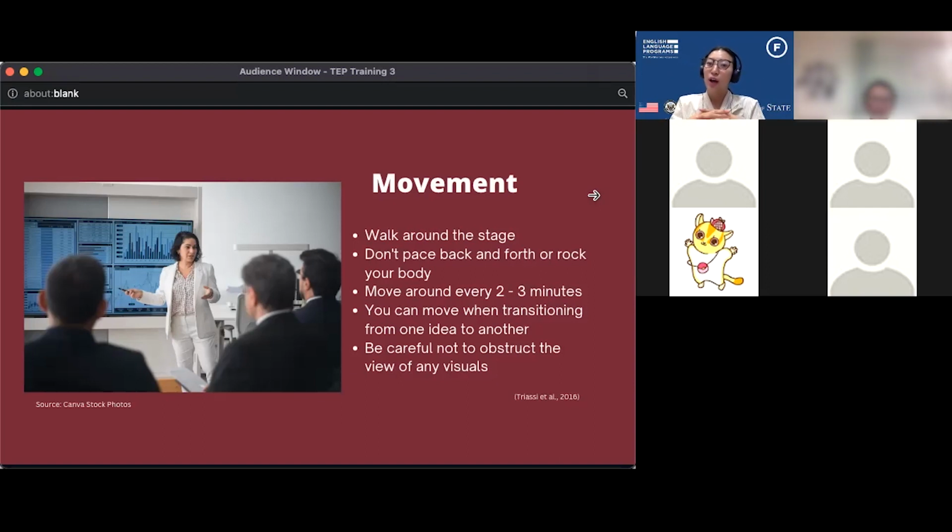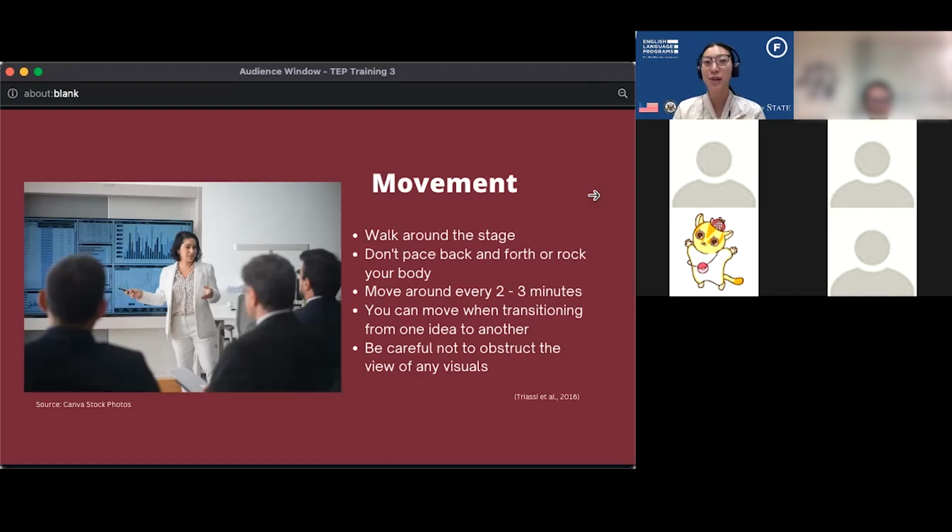So the tendency can be to just stand behind the podium and never move at all. Depending on the context, this may be okay and appropriate. For example, you do not see the President of the United States moving around the stage. He stands behind the podium. It's very appropriate, and that is what he should be doing.